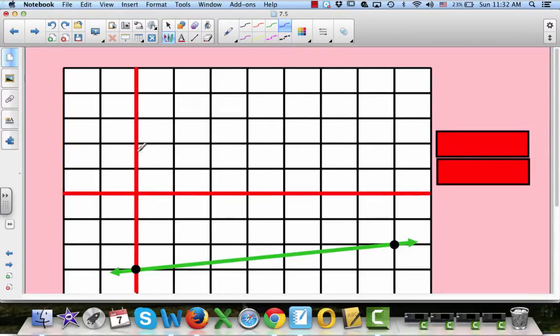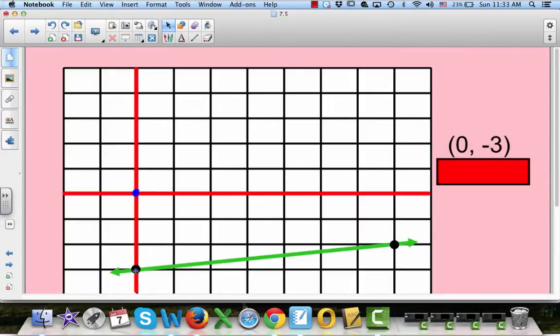Let's try another one. What is this coordinate right here? Remember, we start right here. We don't go left, we don't go right, so that means our x coordinate is going to be 0. We go down 1, 2, 3. So that means our y coordinate is going to be negative 3. So the coordinate of this point is 0, negative 3.